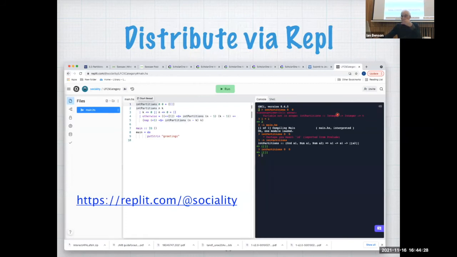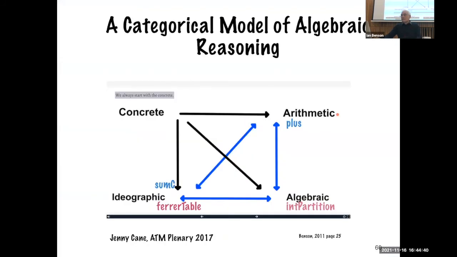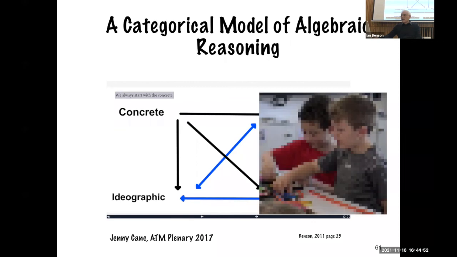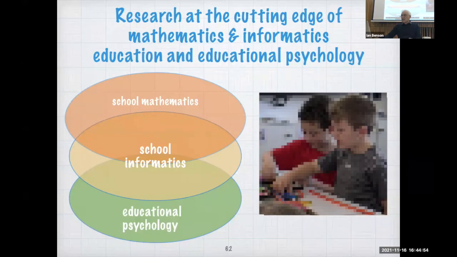And that code can be distributed via REPL. It's used with year 8 classes now, to all the children, or in our case, to the teachers, and they can begin to work and interrogate the code themselves through the web. So in conclusion, I've offered you a categorical model of algebraic reasoning. Sum C corresponds to plus, Ferrer table corresponds to the integer partition. We are engaged at the cutting edge of maths and informatics.